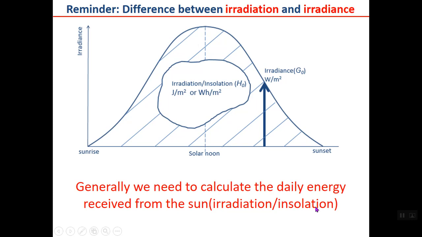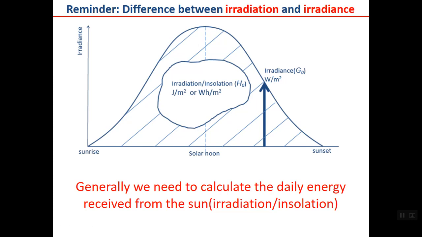I just want to emphasize that you should very carefully know the difference between these two, because this is the instantaneous value, it's a power, and if you integrate the area below the curve, you will be given irradiation or insolation, which is not power, it is energy, because it's multiplied by time. It's the integral of G0 dt from sunrise to the sunset.